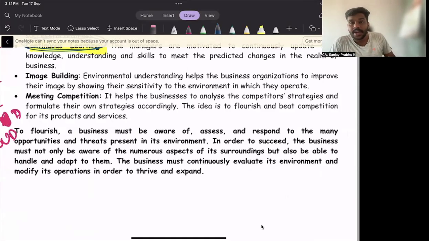See, every business person will do charity, right? They are doing the charity not only for the purpose of charity but also to build their image.